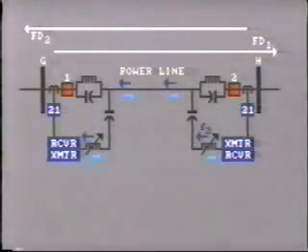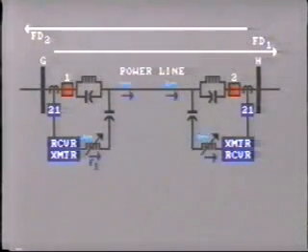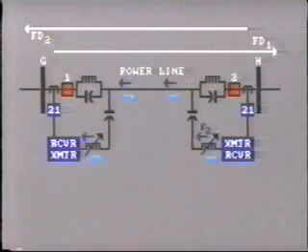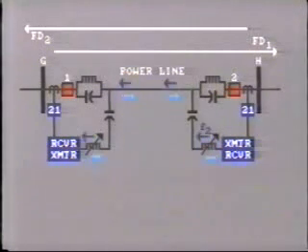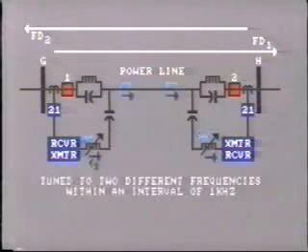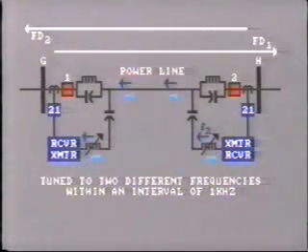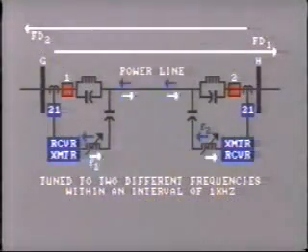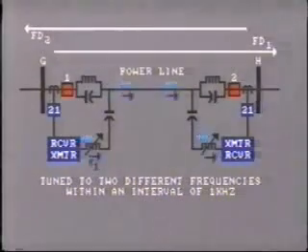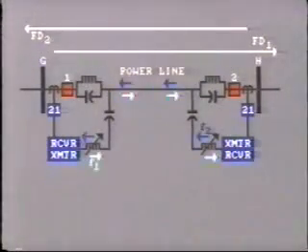The transmitters are switched on all of the time, and a signal is transmitting continuously to the other end of the line. Actually, the two transmitters and their associated receivers at the other end are tuned to two different frequencies, usually within an interval of about 1 kilohertz. This prevents a transmitter from inadvertently tripping its own breaker.